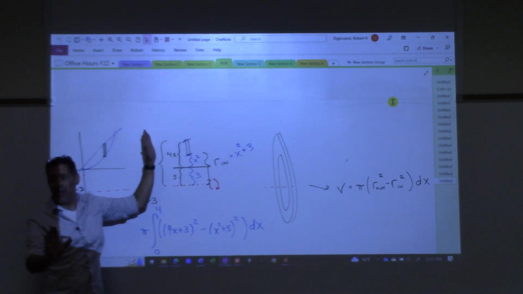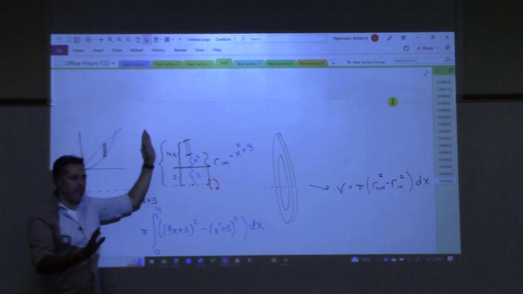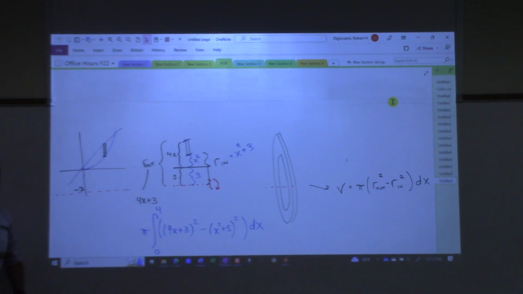Now we haven't done that yet. That's shells. We'll do that next class. But that's usually the way I do it. And it's just set up the integral, do not evaluate. Set up. So you'll have a total of like 6 integral setups. And that'll be the problem. That'll be the work that you have to do.